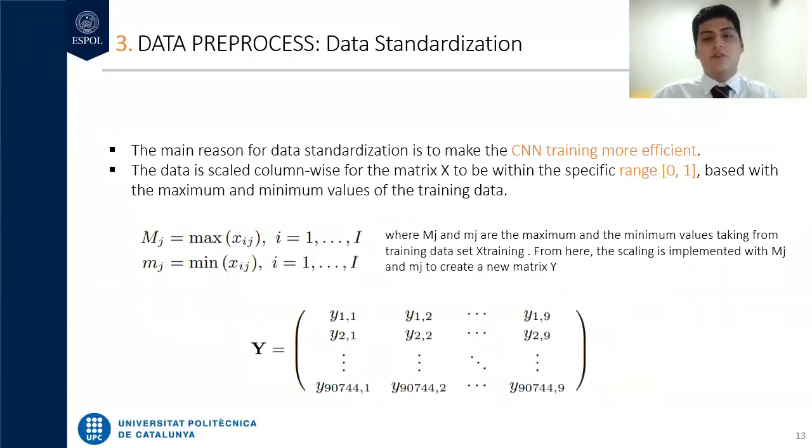The data standardization process reduced the time for training, making the training more efficient. The data is scaled column-wise for the matrix X to be within a specific range from 0 to 1, based on the maximum and minimum values of the training data.